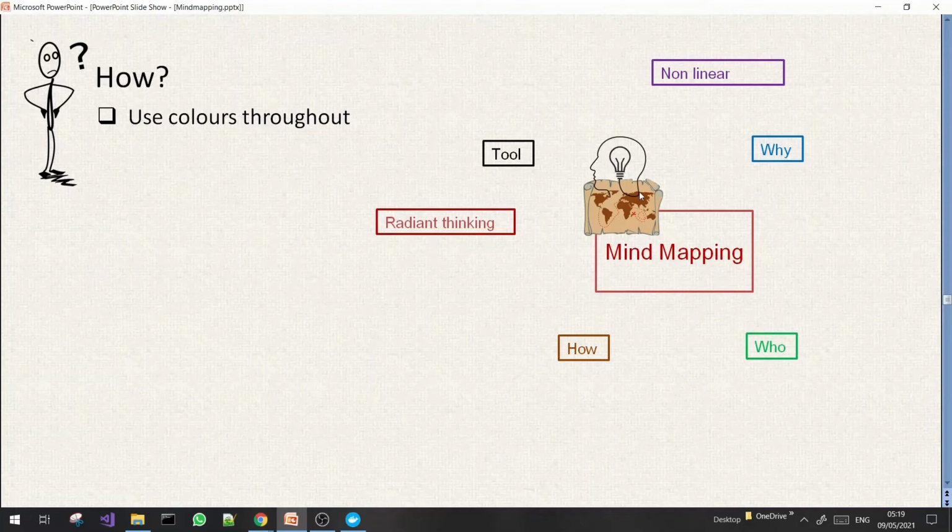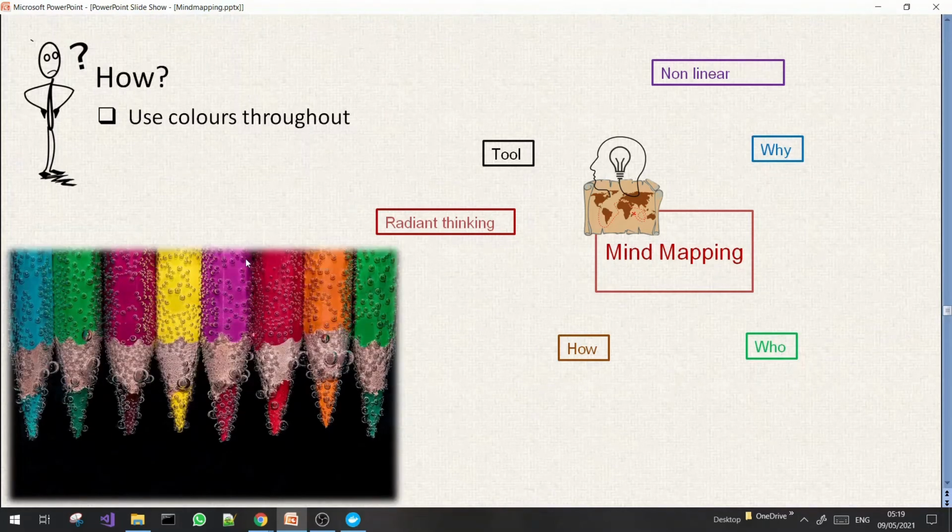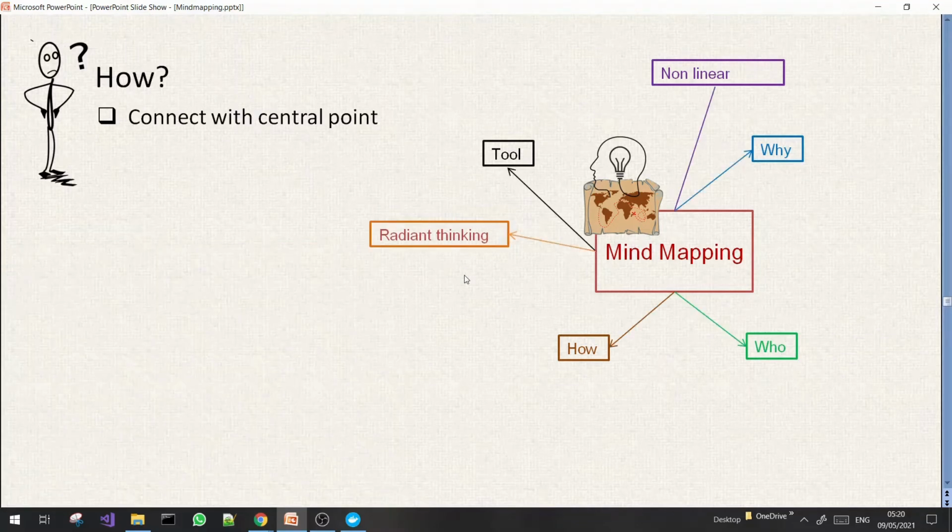Third, we should use more and more color. It's good practice to use unique color for each branch. Colors, especially warm colors, accelerate our imagination. So if we want to be more imaginative, then we should use more and more colors.